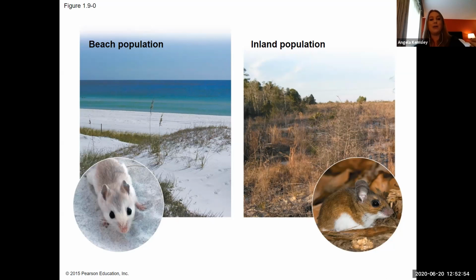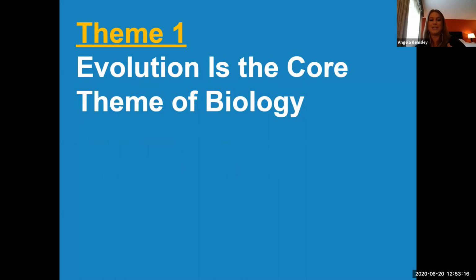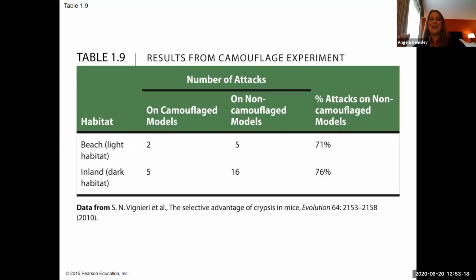Our experimental groups, though, we're actually going to take some of the mice and we're going to switch them. So we're going to take some of the brown mice and put them at the beach, and we're going to take some of the white mice and we're going to put them in the brown area, and we're going to see what happens. We're going to see if there actually is a difference in the level of predation. So this is a real experiment that was done. And so if you take a look, the camouflaged models are the ones that came from that area.